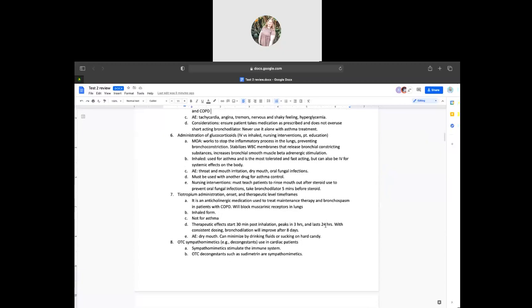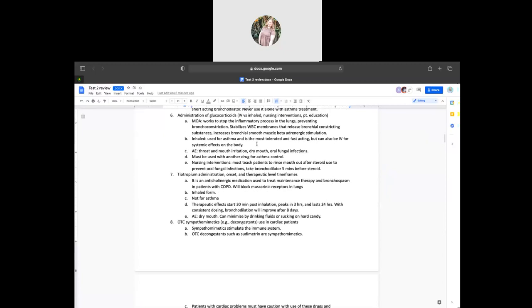Some adverse effects of steroids are high blood sugar, of course, throat and mouth irritation because of the spray, dry mouth, and oral fungal infections. We always want to use this medication with another medication for asthma control. Remember, we need to teach our patients to rinse their mouth out after the steroid use to prevent oral fungal infections, and always take that bronchodilator 5 minutes before the steroid. Always B before C.